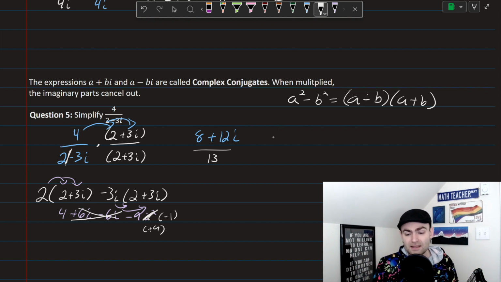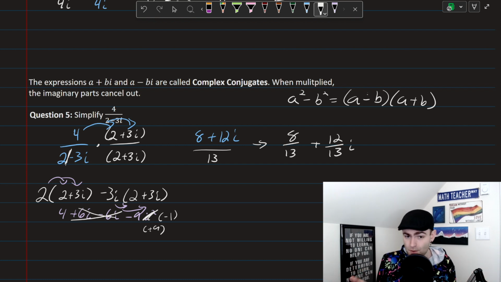Now, we can keep it like this, but I like to distribute into my division, so I have a complete separation between my real and my imaginary parts. So I'm going to do 8/13 plus 12/13 i. Both of these, again, are correct, depending on how far your teacher wants you to take it. They're both completely the same.